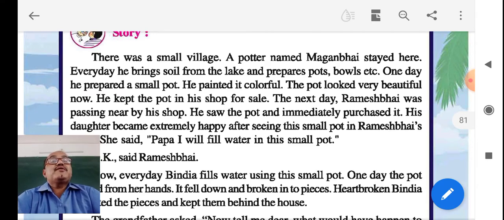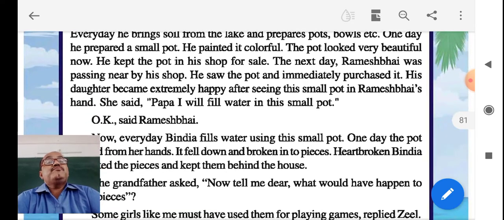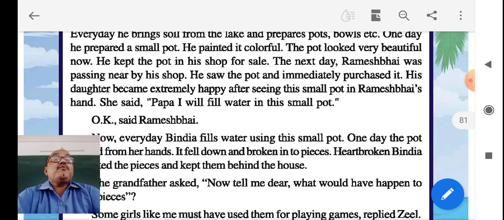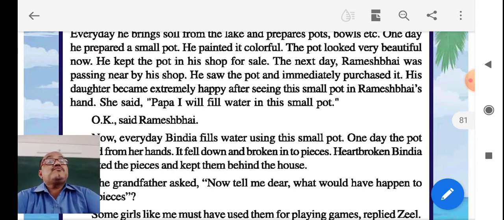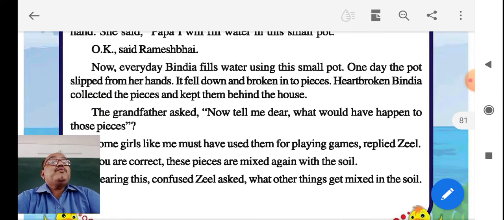One day he prepared a small pot and painted it colorful. The pot looked very beautiful now. Usually Potter makes pots and keeps them in his shop for sale. The next day Ramesh Bhai purchased it. His daughter became extremely happy after seeing the small pot in her hands and said, "I will fill water with the small pot." Now every day Bindya fills water using the small pot.